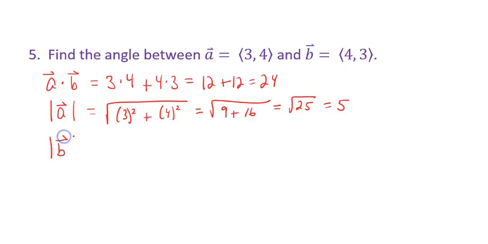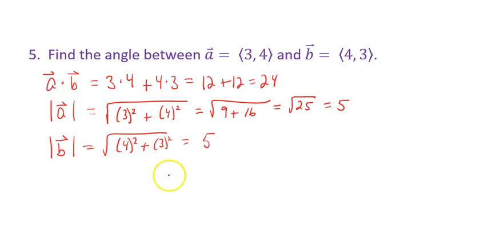Then I'm going to do the magnitude of B. And it's going to work the same way because it's already written in vector form. So I have 4 squared plus 3 squared, and obviously it's the same thing I just did, just in reverse, so I know it also comes out to be 5, which isn't always going to be the case, but for these examples I chose, it seems to happen.